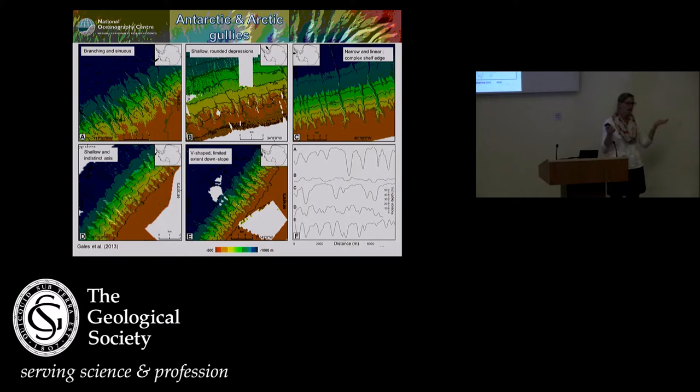Some of the others, like the smaller scale features, we think are more likely to be debris flow or slide deposits, whereas the larger features, the deeply incised ones, are turbidity currents generated by meltwater and other such processes. I think that would be the way to go, to rule out. Yeah, that's what we started to try and do. Thank you very much.